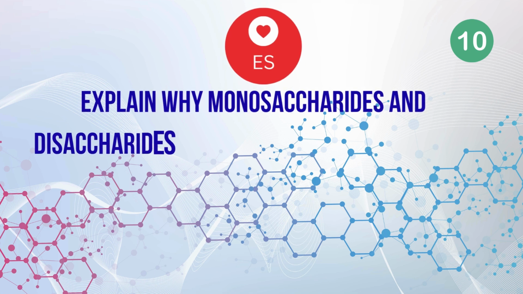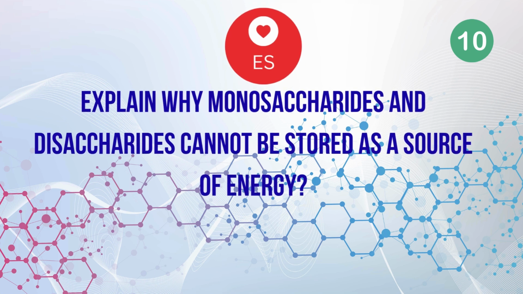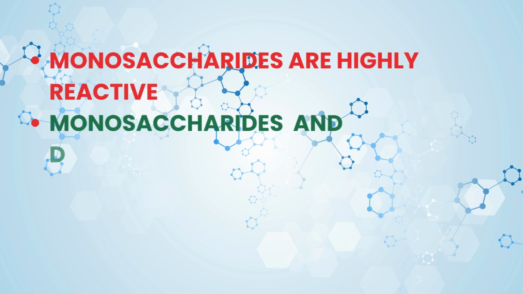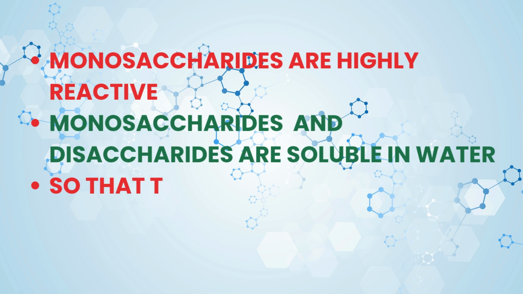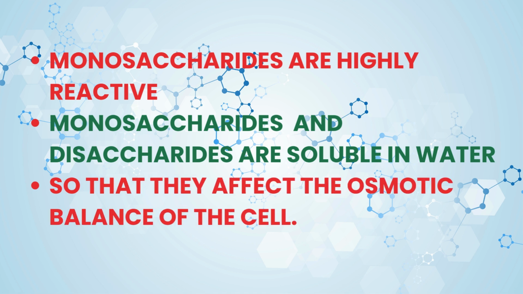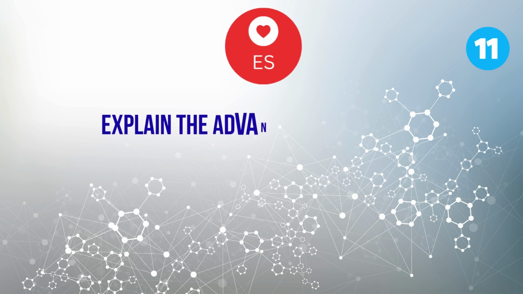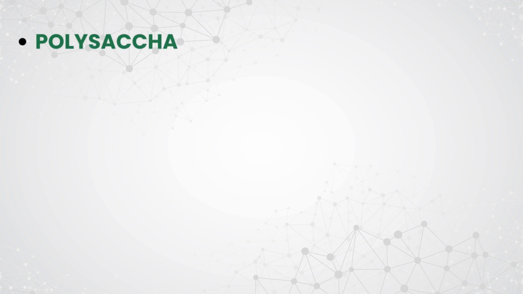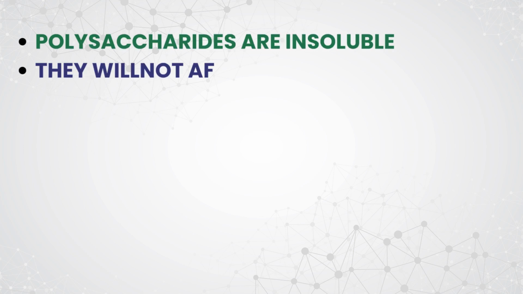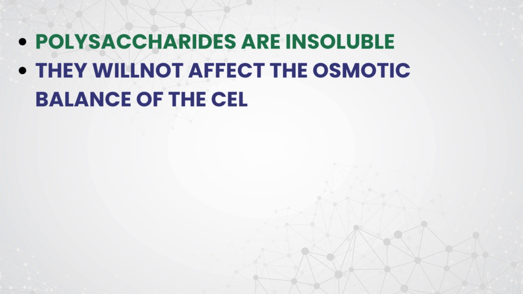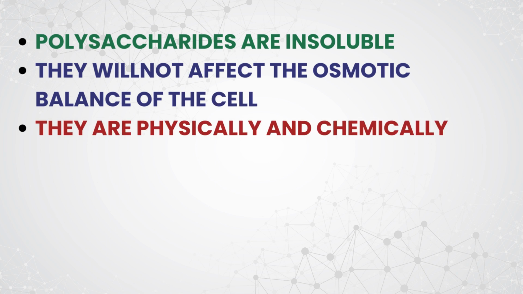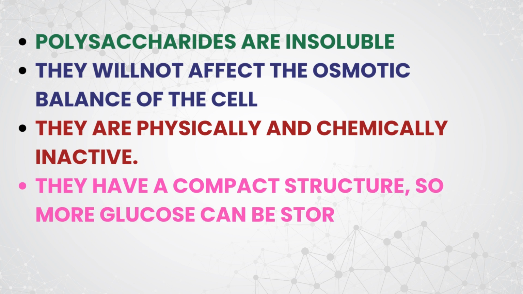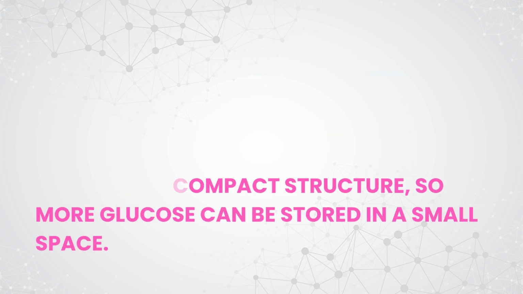Explain why monosaccharide and disaccharide cannot be stored as a source of energy. Monosaccharides are highly reactive. Monosaccharide and disaccharide are soluble in water, so they affect the osmotic balance of the cell. Explain the advantages of storing polysaccharides as storage form of energy. Polysaccharides are insoluble. They will not affect the osmotic balance of the cell. They are physically and chemically inactive. They have a compact structure, so more glucose can be stored in a small space.